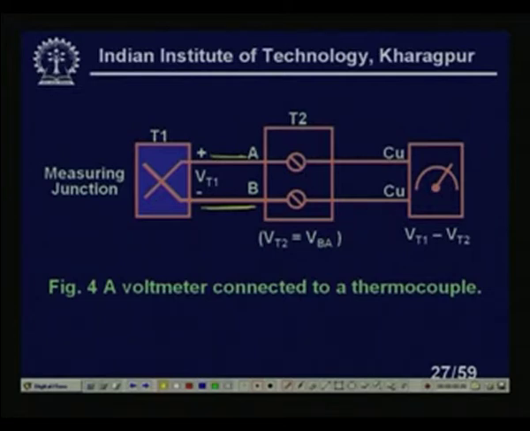Usually the connecting wires are made of copper. Because you see, metal A and copper make one junction, and this is another junction. So as long as these two junctions are at the same temperature, which we can achieve with an isothermal block, there is no change in the net output voltage.